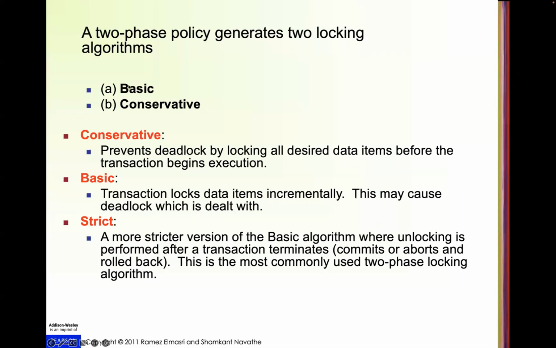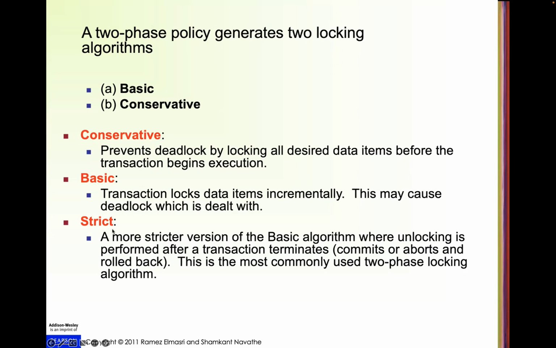There are two approaches. One is using basic and one is using conservative. Conservative says that lock all the data items even before the transaction begins. Basic says that keep on obtaining the locks on the data items as and when required in an incremental fashion. But this may cause a deadlock to happen. We will see an example of how this deadlock happens, and then it has to be handled in different ways. We will see the different ways of handling the deadlock.